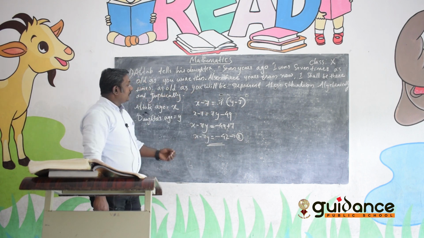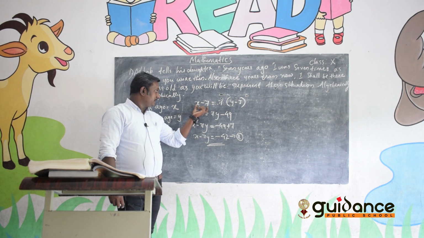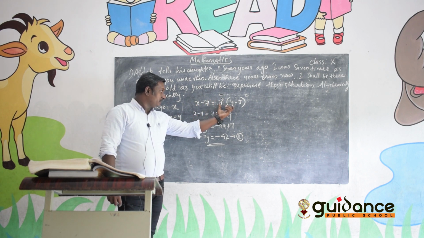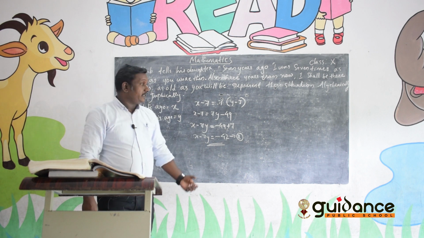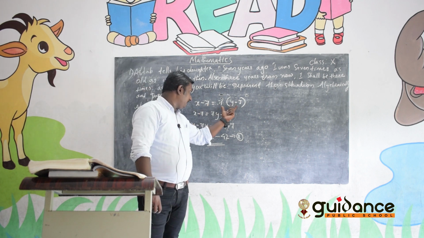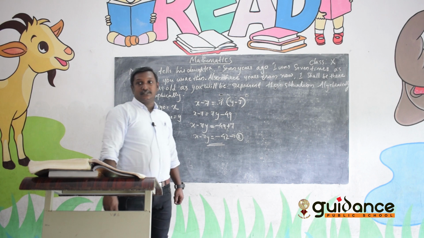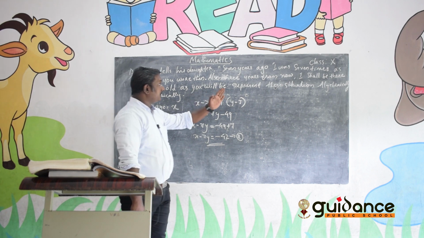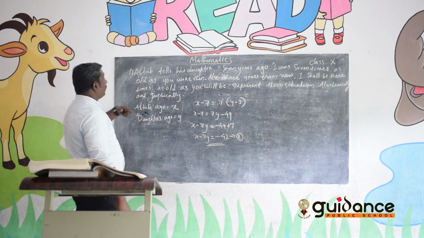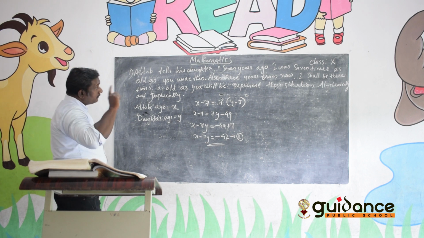Do you understand how you get this equation? That is, 7 years ago, the daughter's age, and 7 years ago, Aftab's age is 7 times his daughter's. What is the second sentence? "I shall be 3 times as old as you will be," also 3 years from now.